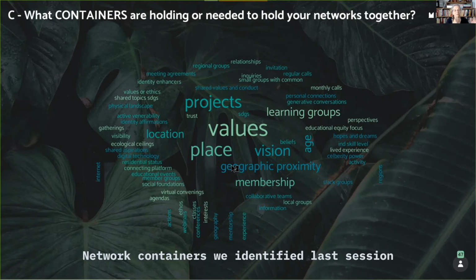For this context, these were the containers that the group last time came up with as important containers that either exist or should exist in social change networks or transformation networks of all kinds. If you look at this and think of anything else as I go through these, feel free to add them in the chat if you think something is missing for this context of change networks. That's containers.